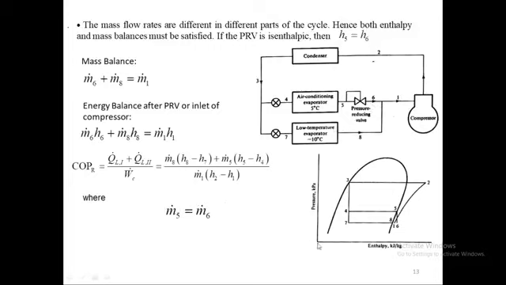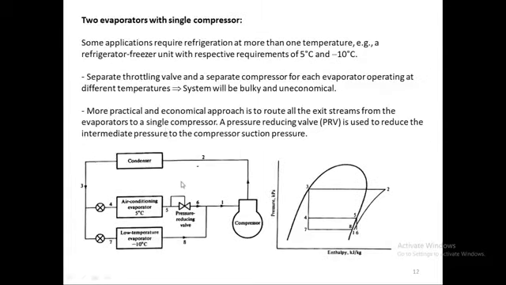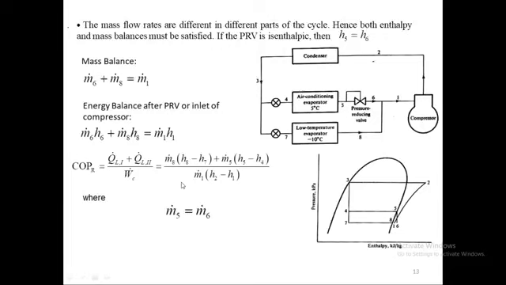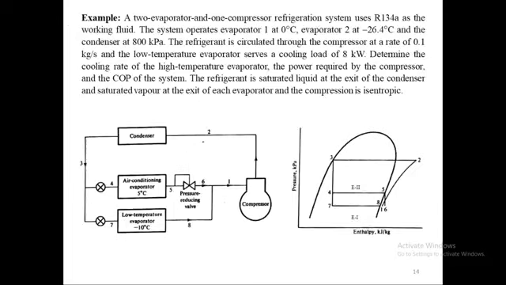We will be able to find the properties of 5 easily as compared to 6, so m dot 5 will be equal to m dot 6. State 5 is on the saturated vapor line. So that's the energy balance for a 2 evaporator with single compressor system. We have to do similar energy and mass balances for other types of combinations. So this is an example of a 2 evaporator 1 compressor system. We will be discussing it in the next lecture, inshallah.